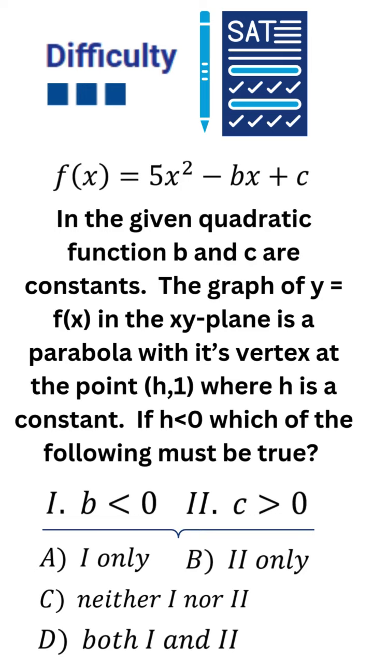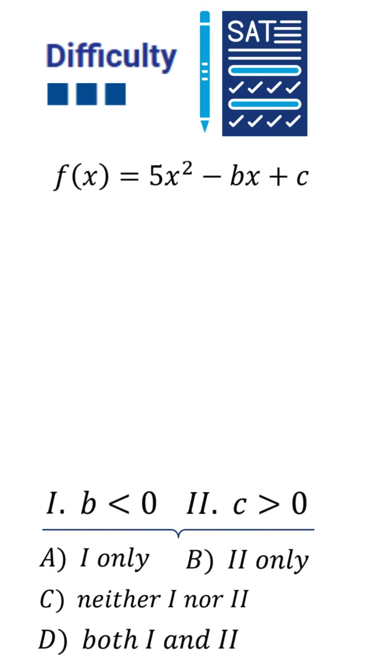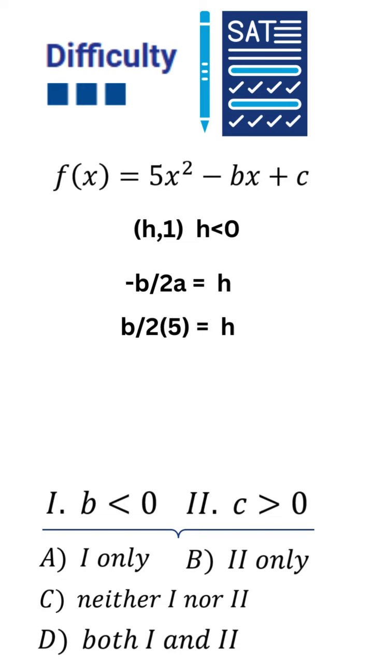All right, so this is a difficult quadratic problem, so let's try it. I have my vertex at (h, 1) and h is less than 0. So I'm going to use my vertex formula, negative b over 2a, and set it equal to h. The opposite of negative b would be b, divided by 2 times a, which is 5, so 2 times 5 equals h, which gives me b divided by 10 equals h. If I multiply both sides by 10, I get b is equal to 10h.